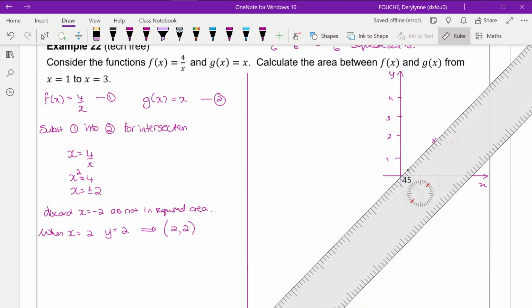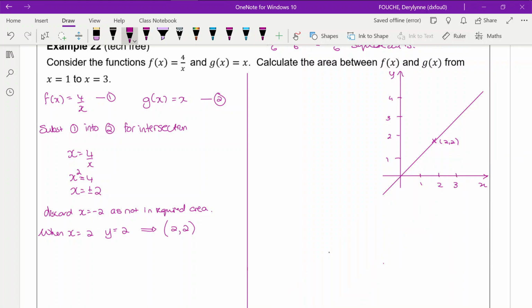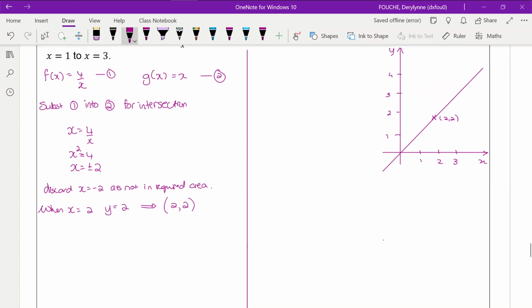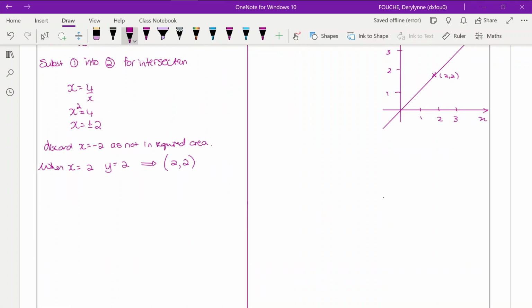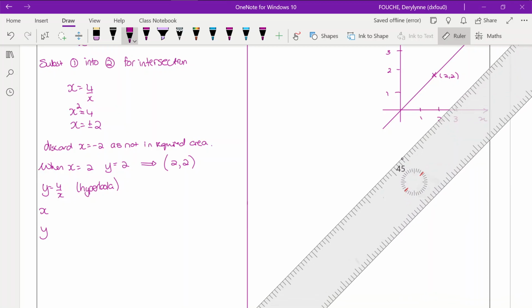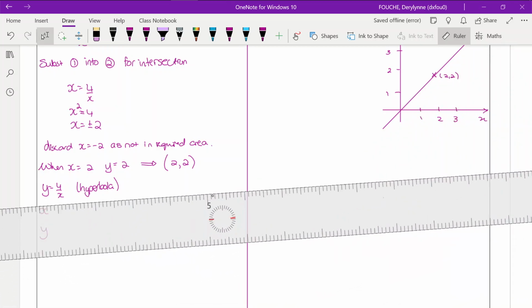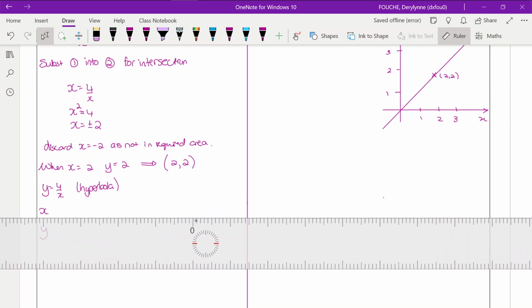What if I can't remember how to sketch a hyperbola? Well, never fear, draw yourself a table of values. So y equals 4 over x. Even if you don't remember it's a hyperbola, give yourself a bunch of values. So we've got x, we've got y. You might want to give yourself a few values before 0 and after 0, just to make sure that you know what this thing looks like.